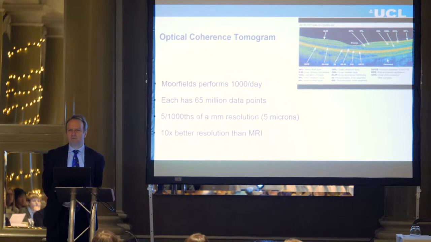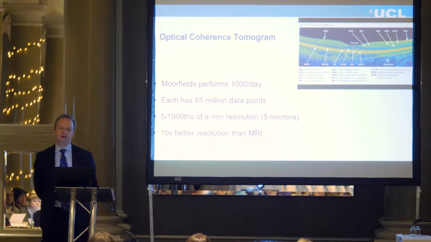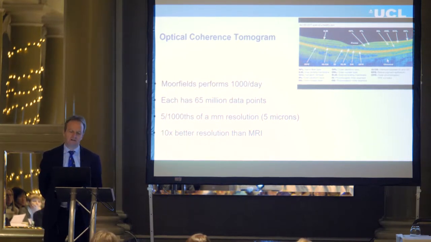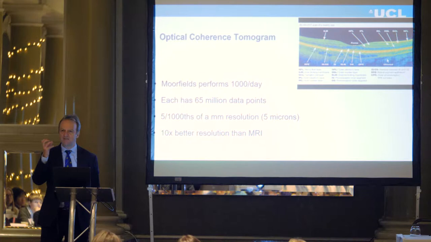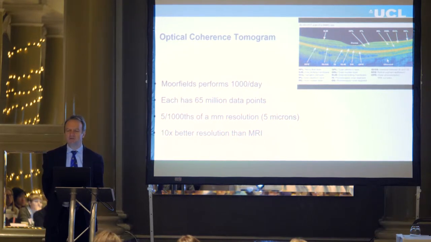So here's one example of why the NHS is just accumulating so much data. Moorfields Eye Hospital, which is part of UCL Partners, quite near to Great Ormond Street, performs 1,000 optical coherence tomograms, a scan of the back of the eye, every day. It's a new technology. It has 10 times the resolution of an MRI scan, and each individual eye has 65 million data points on a single scan. So that's the kind of data that we're generating.